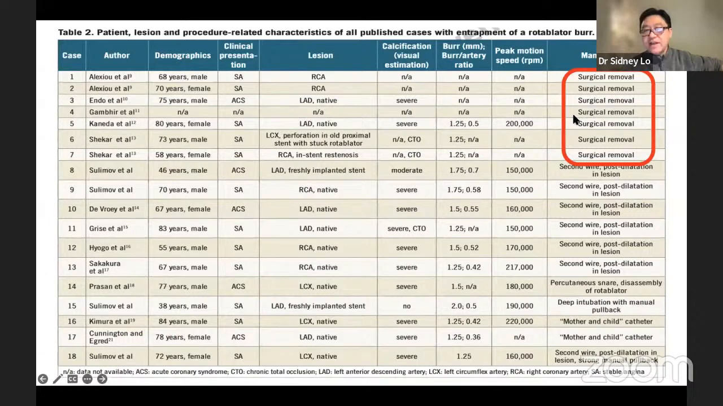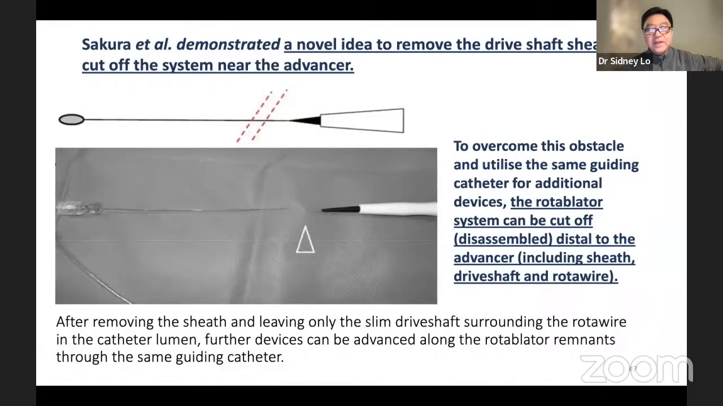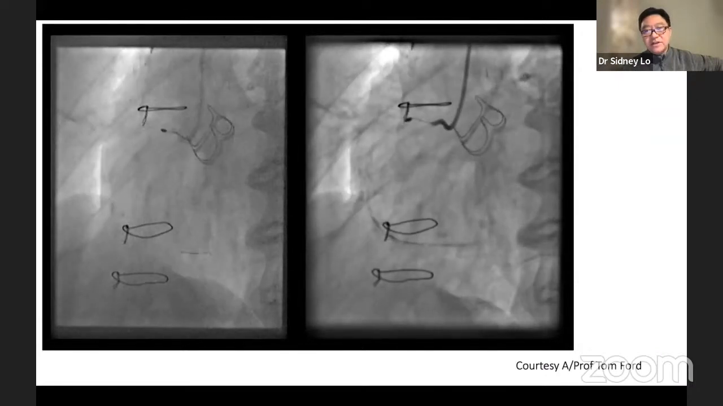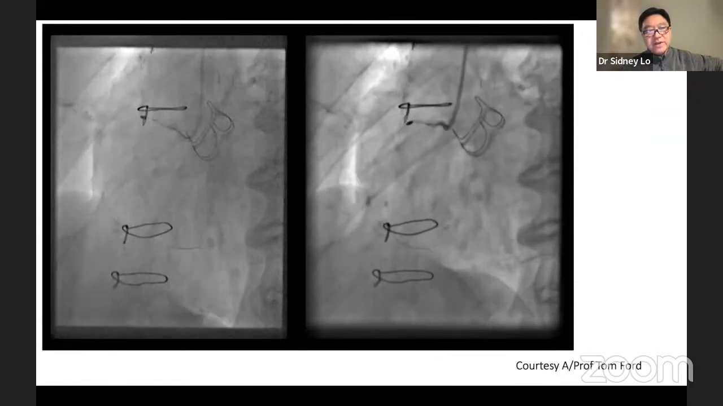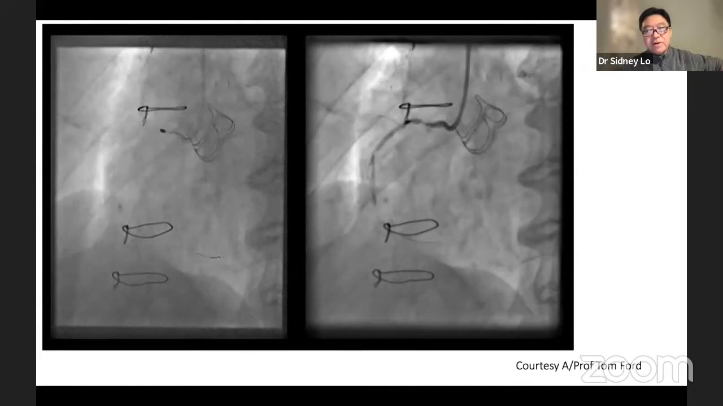Don't forget the surgeons. They are also, in published cases, very much in the fray of trying to help you out. I would not recommend that you spin the burr anymore, because that may lead to fracture of the burr completely off the shaft. And so this algorithm is largely related to what we just talked about. So we need to cut the shaft at that tip there. And this is a case of an 88-year-old lady having a right coronary rotational atherectomy. Notice there's quite a reasonable sized burr, and it's stuck very quickly in this case.